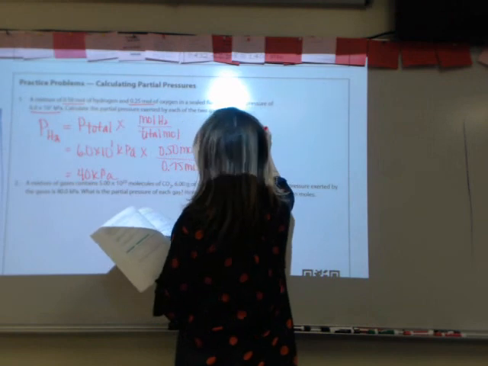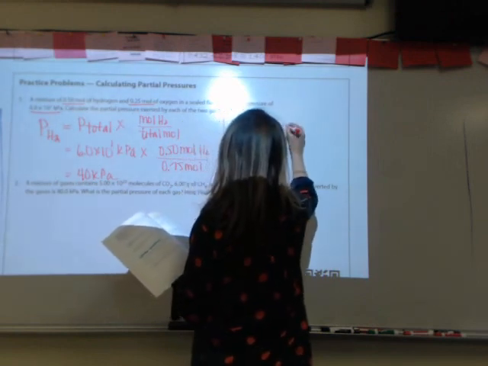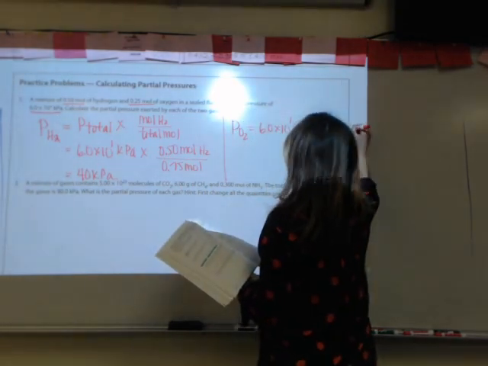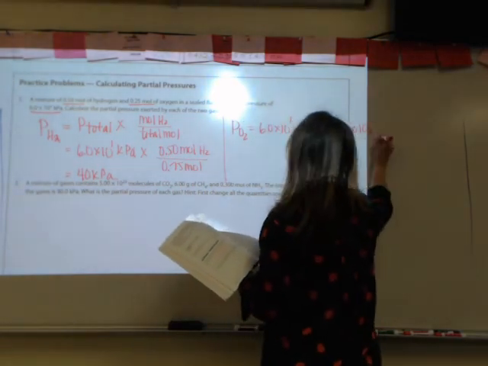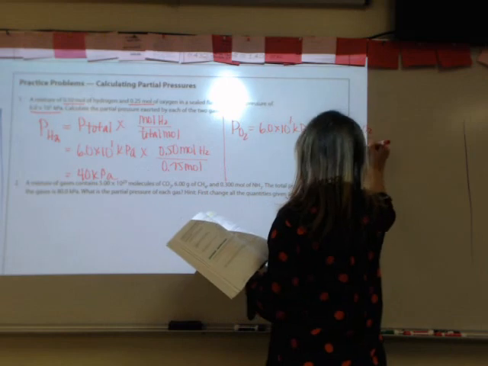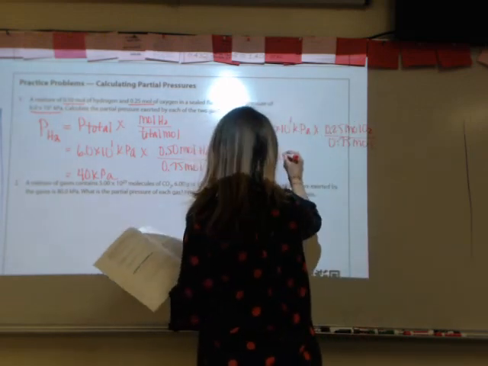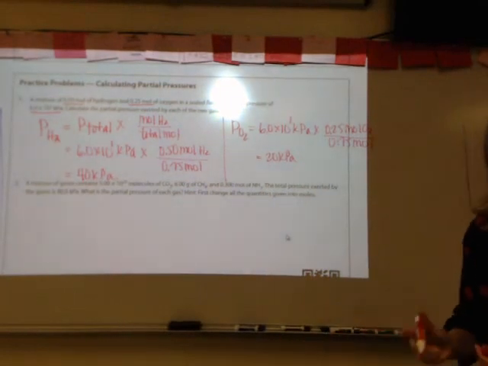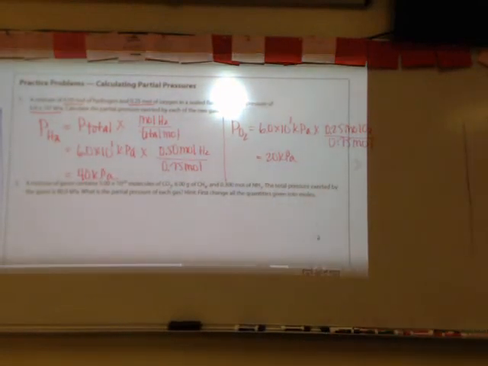The partial pressure of oxygen is going to be the total pressure, 6.0 times 10 to the first, times 0.25 moles of oxygen over 0.75 moles total, which is 20 kilopascals. You can scan the QR code for problem number 2 with your phone and go over it on your own.